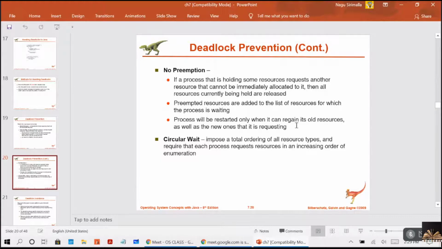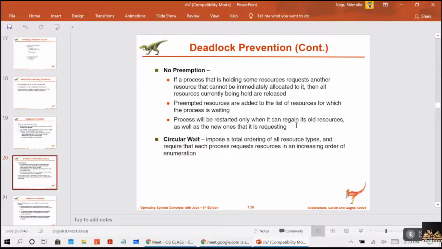Now we can consider the following protocol to prevent the deadlock. How are you going to prevent circular wait? Each process can request the resources only in an increasing order of enumeration. That is, a process can initially request any number of instances of a resource type Ri. But after that, a process can request the instances of resource type Rj if and only if f of Rj is greater than f of Ri.